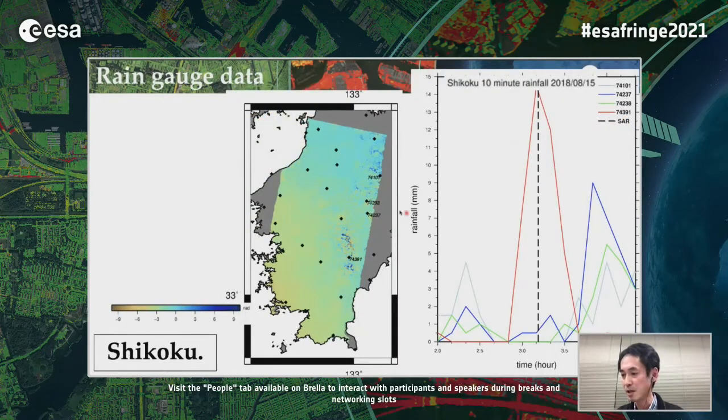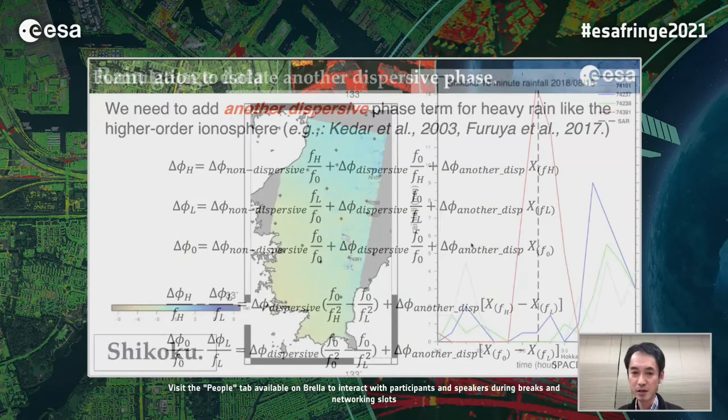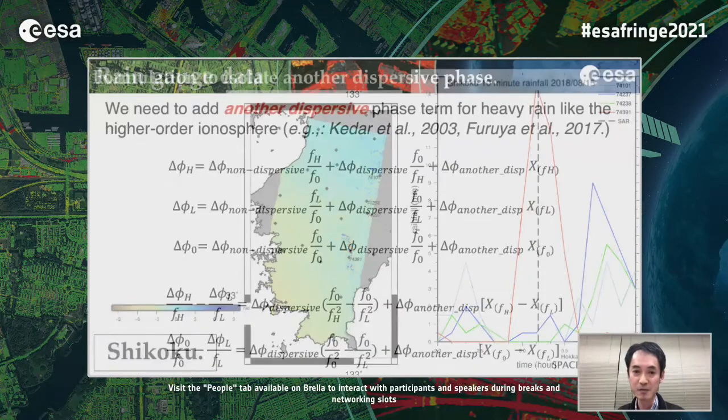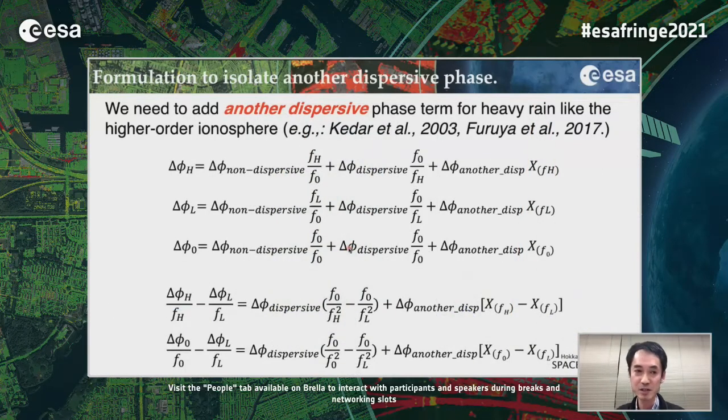And this is the ground-based rain gauge data in Shikoku. Luckily, this station, 74391, was exactly located here and showing 15 millimeter rain per 10 minutes. So the rain gauge data shows very good correlation. So we think that these non-dispersive phases are presumably coming from the troposphere, not from runaway electron avalanche.